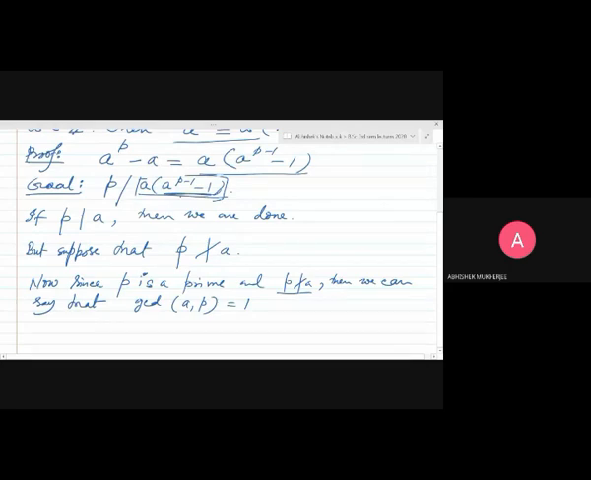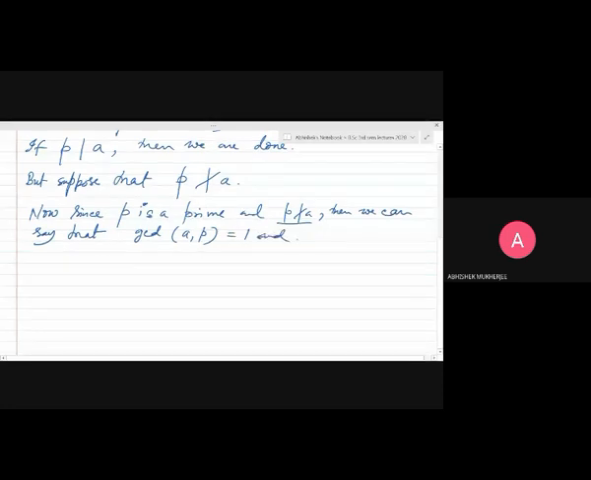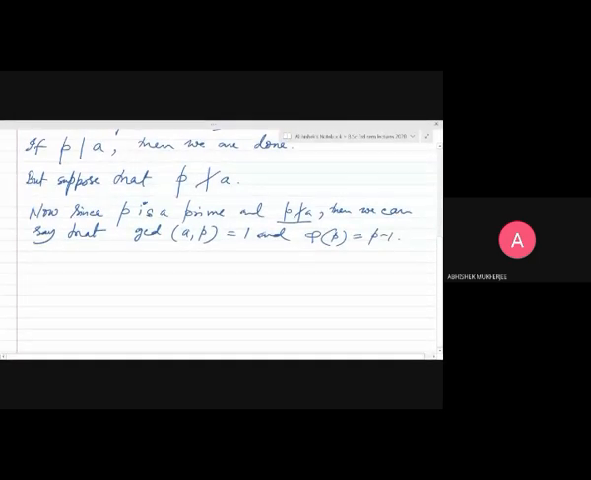Also, since p is a prime, if you consider Euler's phi function, then the image will be p minus 1, because for a prime p, the number of integers that are less than p and relatively prime to p is p minus 1, right? So phi of p is p minus 1.